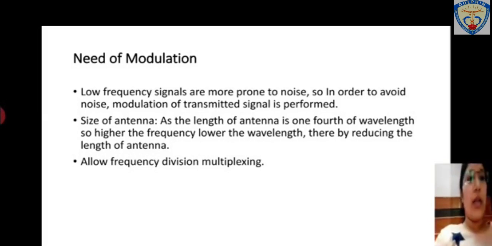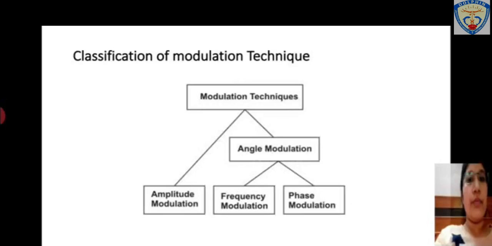Next is the size of the antenna, already discussed. The length depends on the wavelength. Higher the frequency, lower is the wavelength, so lower is the height of the antenna. So a practical height of the antenna can be easily achievable with the help of modulation.